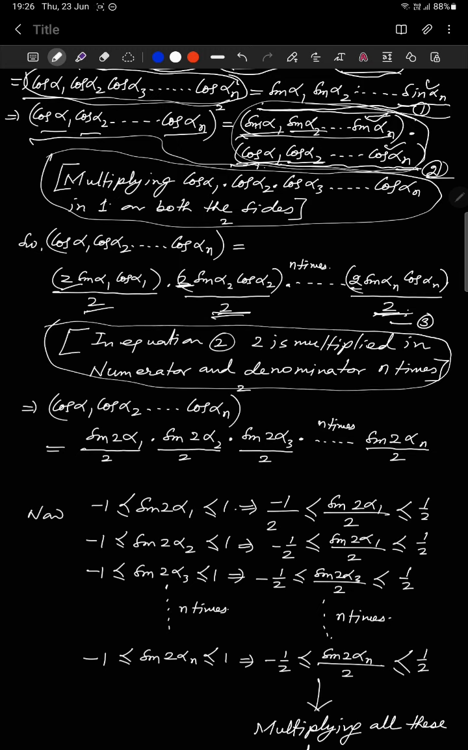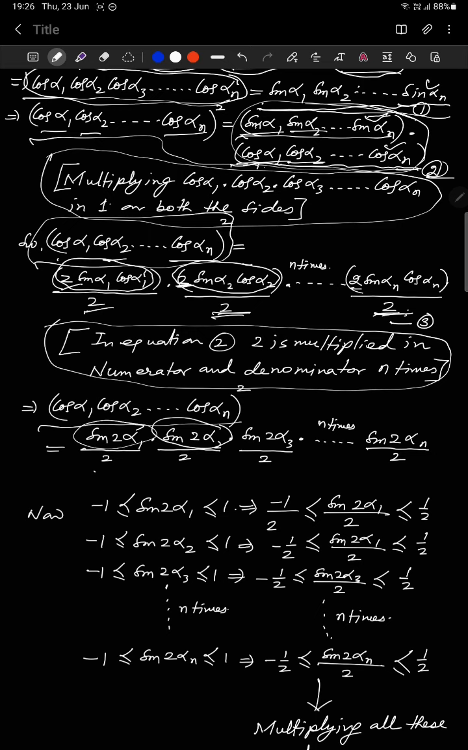So what we are left with: in the left hand side the same thing remains, that is cos alpha 1 into cos alpha 2 up to cos alpha n whole square is written in the left hand side, and in the right hand side, as you see, this whole thing becomes sin 2 alpha 1, this becomes sin 2 alpha 2, which is what I have written in the numerator.